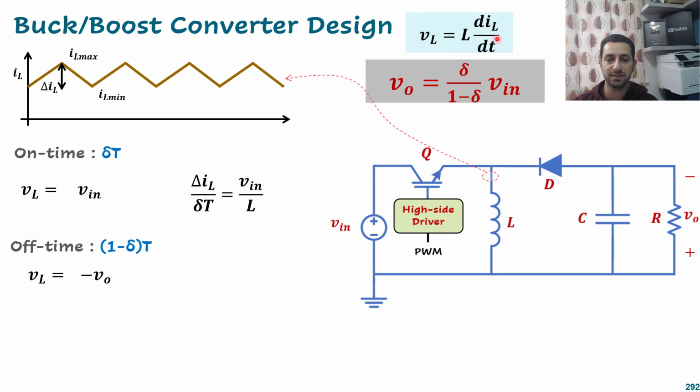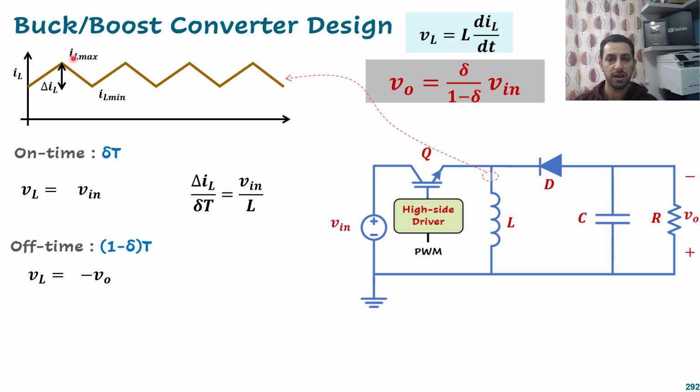And during the delta t from that time to that time is the on time, which is delta t here, okay? So that ripple happened during the on time, which is this time, and that equals V input divided by L. So I can use that equation to get the result of delta IL. But also I can use that part here.